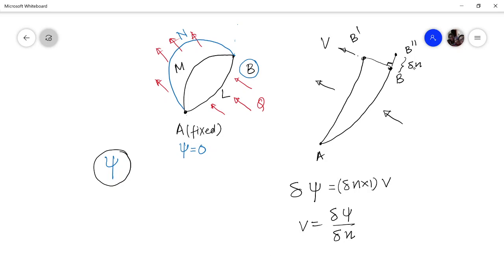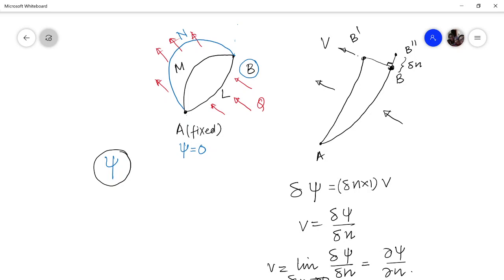So if this del n is tending to 0, that means you arrive at this point B. So the velocity is the limit del n tends to 0 of del psi by del n, which is, let us say, del psi by del n. So what have you got? You have got the velocity at this point B in terms of stream function psi.